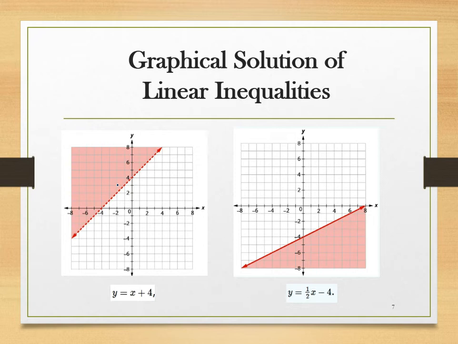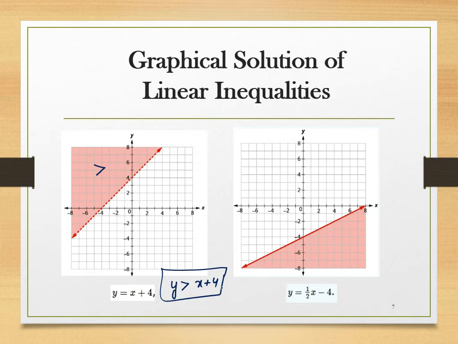Here we have the equation of this line as y equals x plus 4. Basically here we have a diagonal line and the above region is shaded. When the above region is shaded, it means we have a greater region. So which inequality sign will we write here? We will write y greater than x plus 4, not greater than or equal to, because we are having a dotted line.